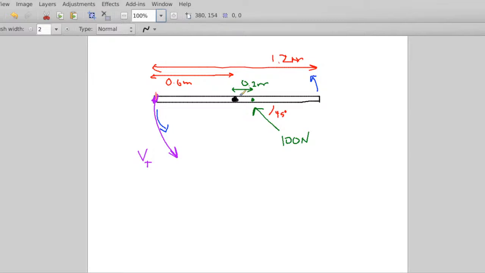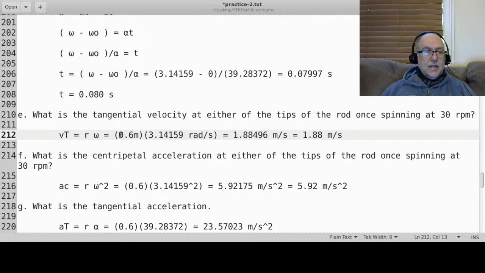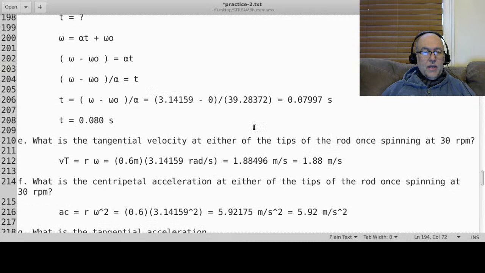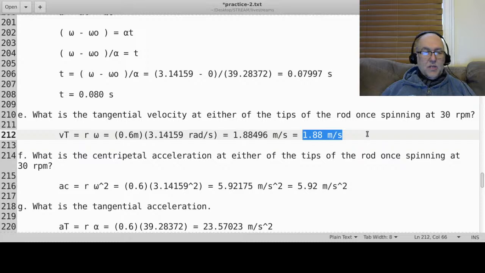So you say, well, okay, how far is it from the point of interest to the center like that? And we already determined that that was 0.6 meters, okay? So R is 0.6, like that. And omega, well, that's the omega that we found above here, okay? And R times omega will give you 1.88 meters per second.